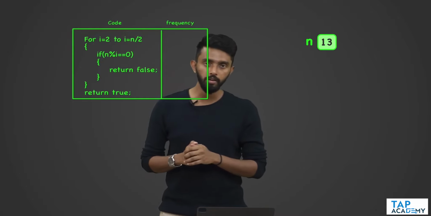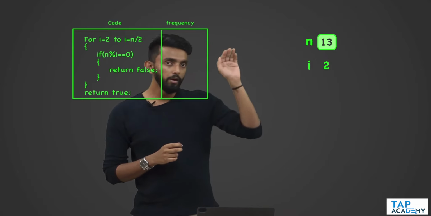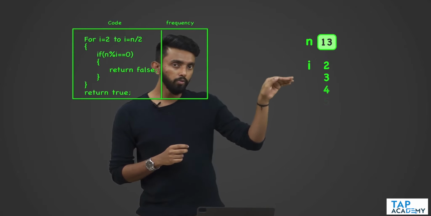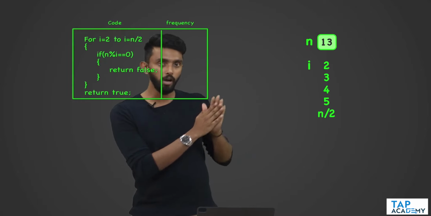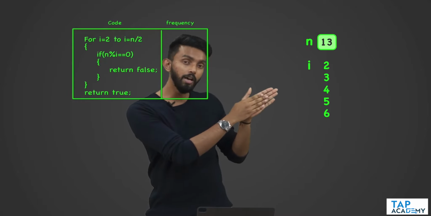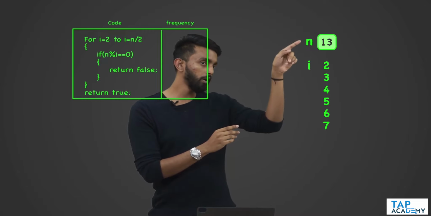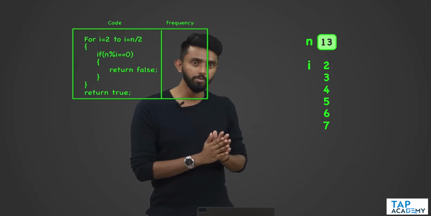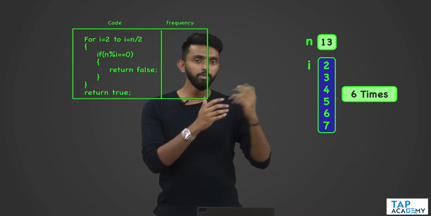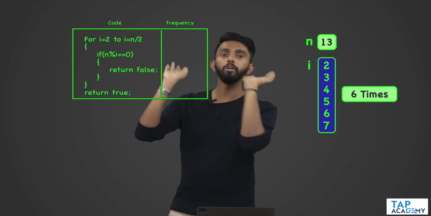Assume n is 13. So you will start from 2. So i starts from 2, then 3, 4, 5, 6, it will go till n by 2. n by 2 is nothing but 6. I hope you're able to think. That is 6. Then the false condition also, which is 7. So if you look at it, 1, 2, 3, 4, 5, 6 times. So 6 times it is working, which is nothing but n by 2. So how many times is this working? N by 2 number of times.